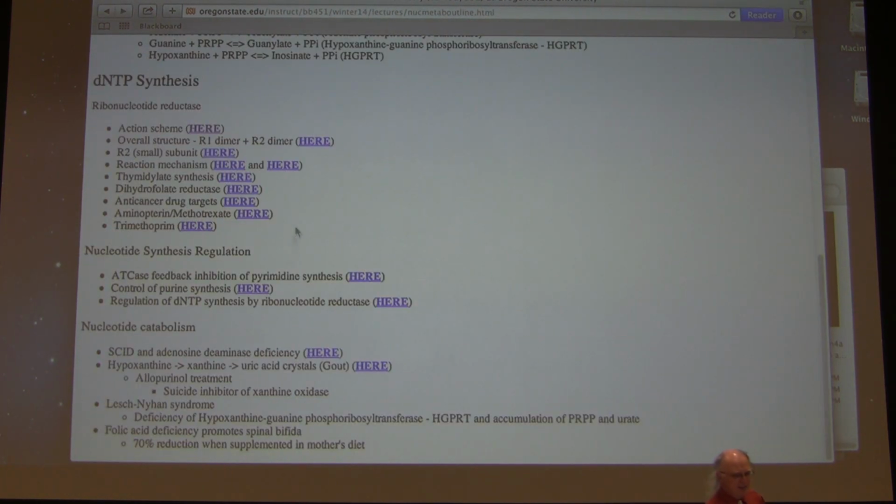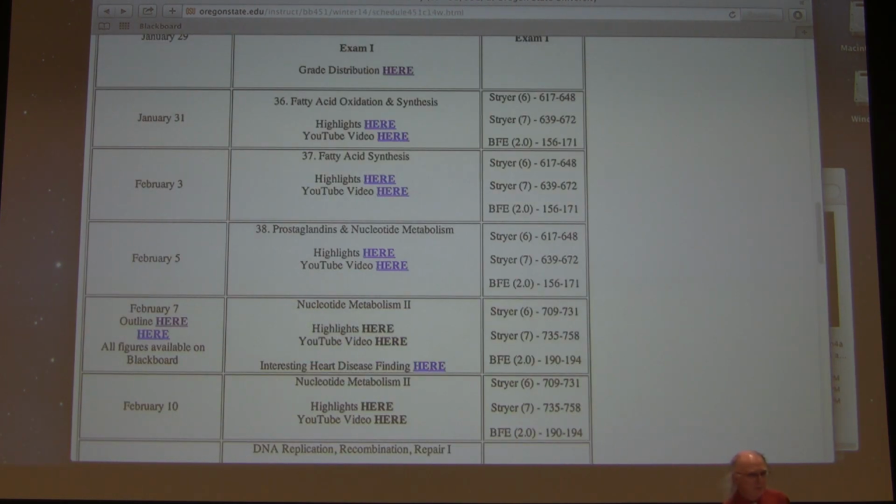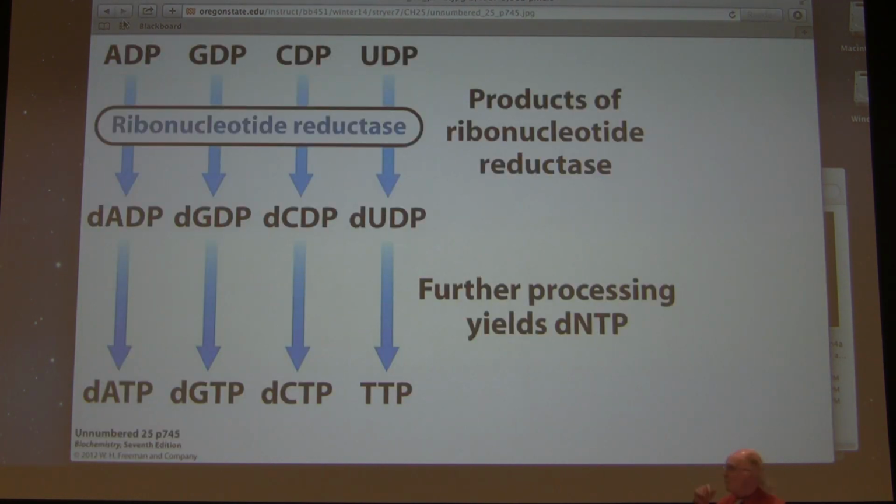Or, I'm sorry, to TTP, not to DUTP. By the way, it's confusing because most books like this book don't put a D in front of the TTP. And they don't because they say, well, when it's thymidine, it's already a deoxy. All right? I think that it's appropriate to put a D in front of it. Okay? You don't have to if you don't want to.